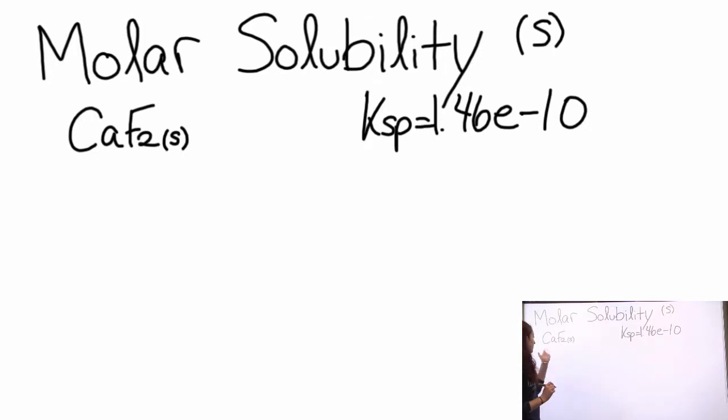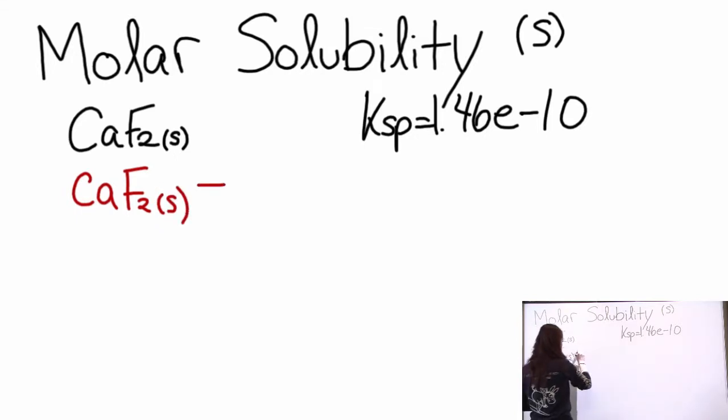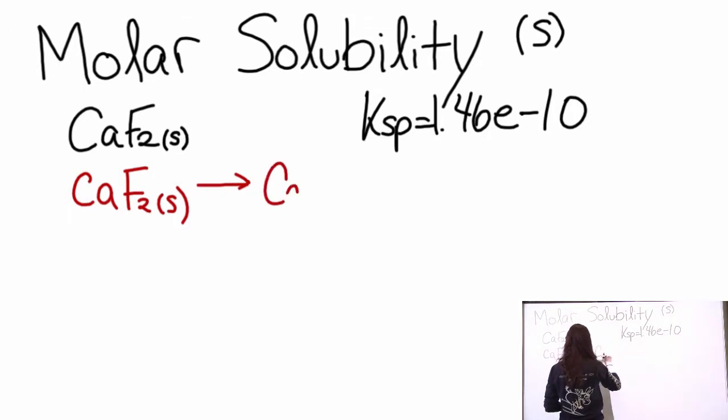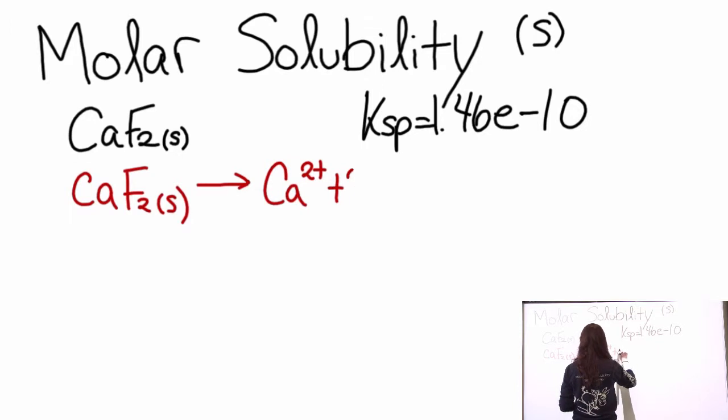So since we're using calcium fluoride, or CaF2, we're going to write the ions that this dissociates into. So it starts out as a solid, and then when you add it into a solvent, it's going to dissociate into calcium 2+ plus 2 negative fluoride ions. And both of these ions will be in an aqueous environment.